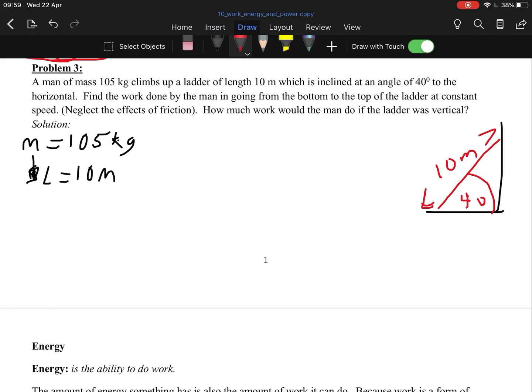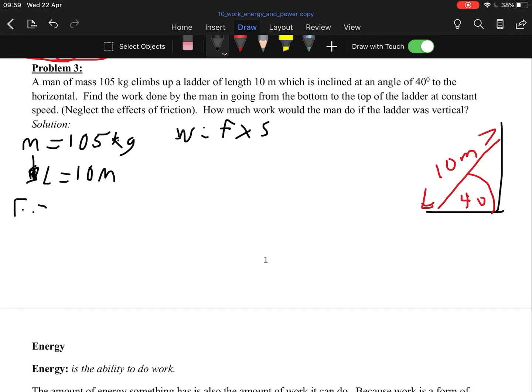So he's going from the bottom to the top of the ladder. So we're looking for the work done equals force times displacement. Okay, so work done equals force times displacement.